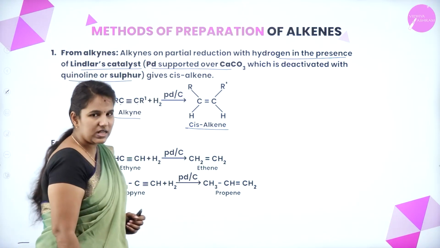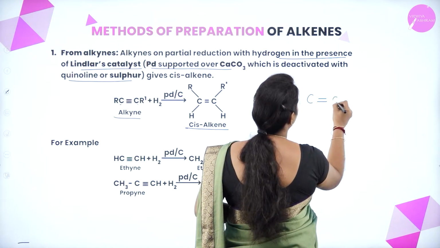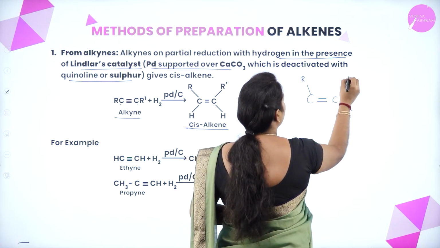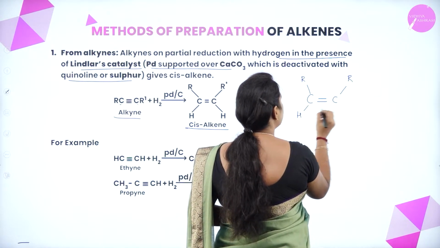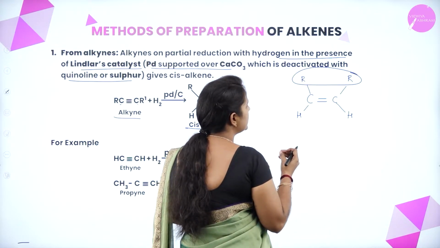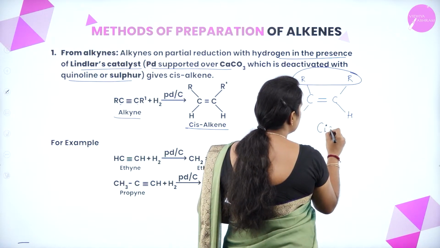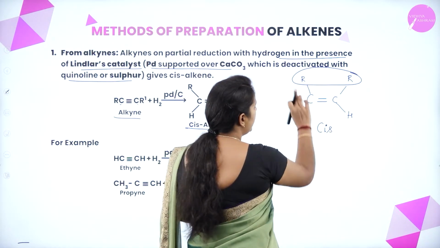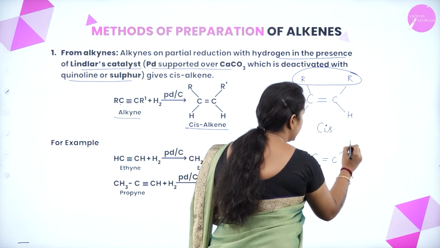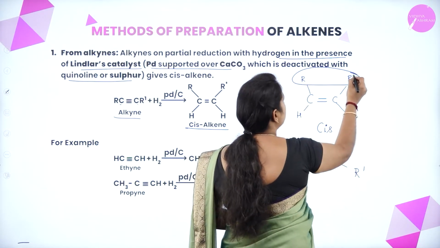So, what is that cis-alkene in the sense? If you write the carbon-carbon double bond, and if any substituent groups are present at the same side, if the 2 substituent groups, or you can say 2 alkyl groups, are present on the same side, it is said to be the cis form. If they are present on the opposite side, then we say it is the trans form.